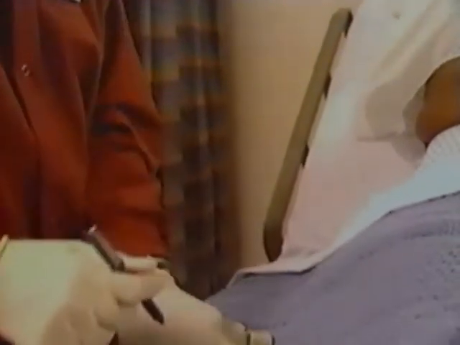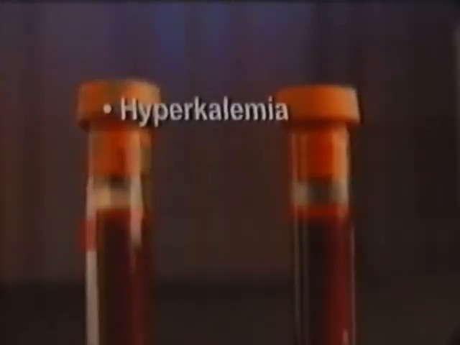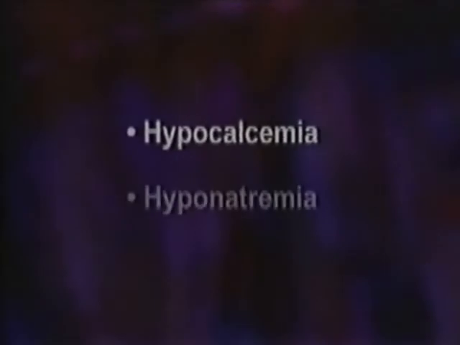For your patient with chronic renal failure, blood tests are likely to reveal high levels of uremic toxins, such as BUN and creatinine. They also may show severe electrolyte imbalances, including hyperkalemia, hyperphosphatemia, and hypermagnesemia. These imbalances occur because the kidneys can't excrete potassium, phosphate, and magnesium in the urine. Surprisingly, test results may point to hypocalcemia and hyponatremia.